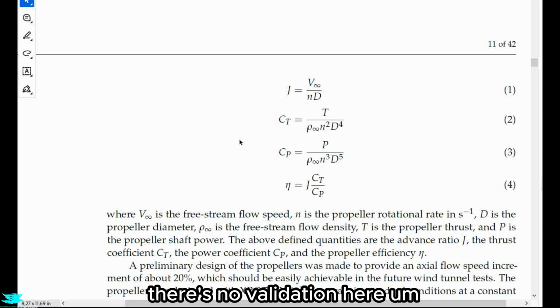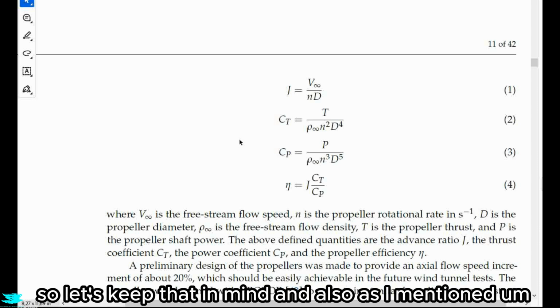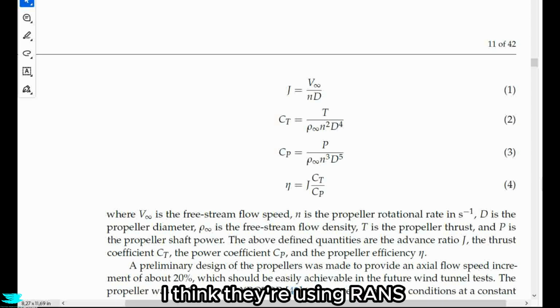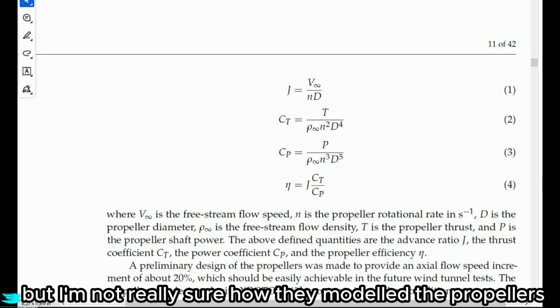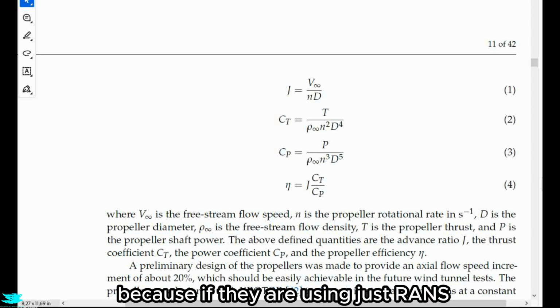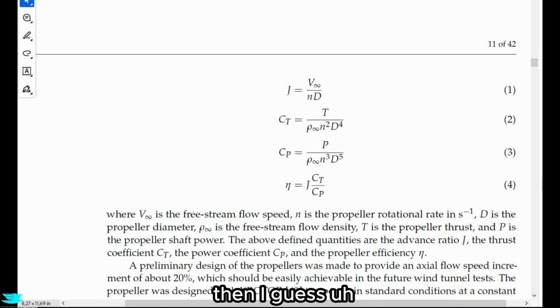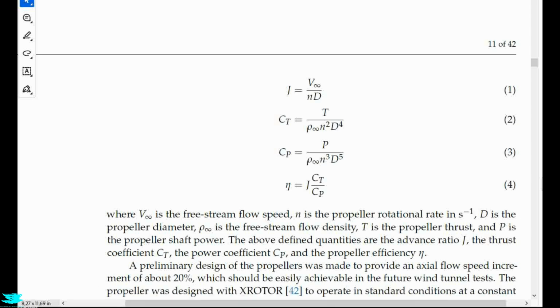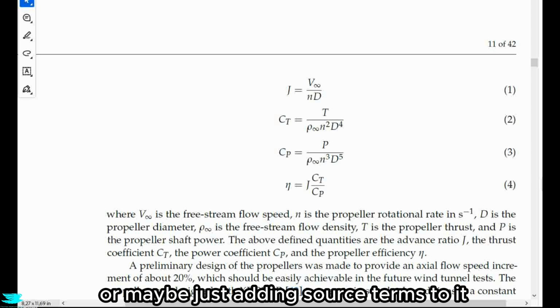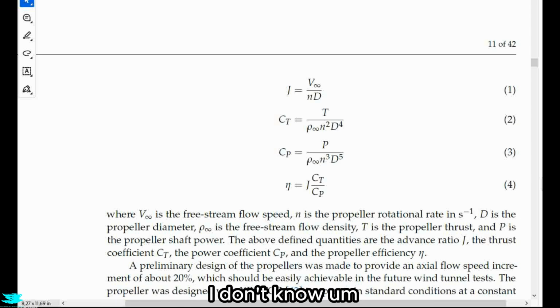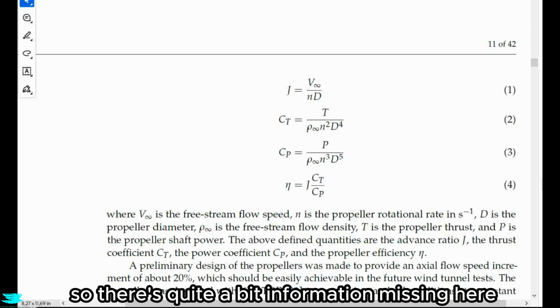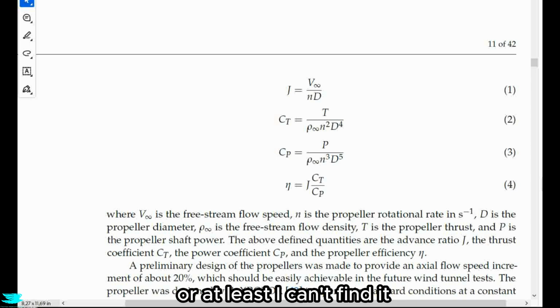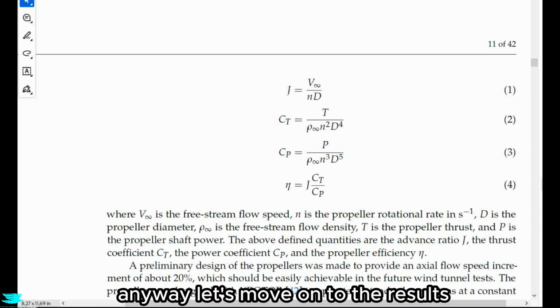There's no validation here, so let's keep that in mind. And also, as I mentioned, I think they're using RANS, but I'm not really sure how they're modeling the propellers, because if they are using just RANS, then I guess just adding a rotating wall boundary condition is what they're using, or maybe just adding source terms to it, or maybe importing flow fields. I don't know. So there's quite a bit of information missing here, or at least I can't find it. Anyway, let's move on to the results.